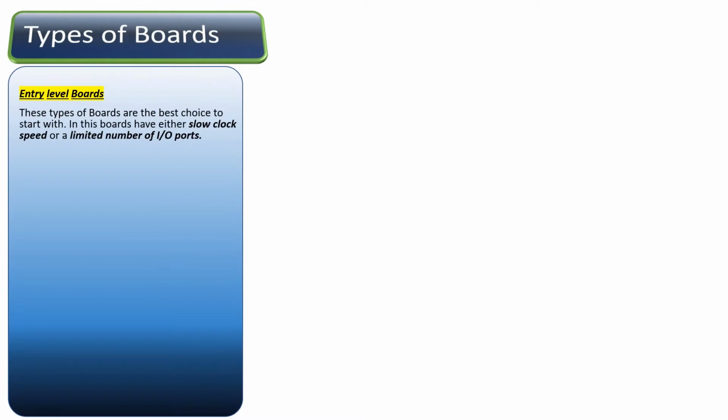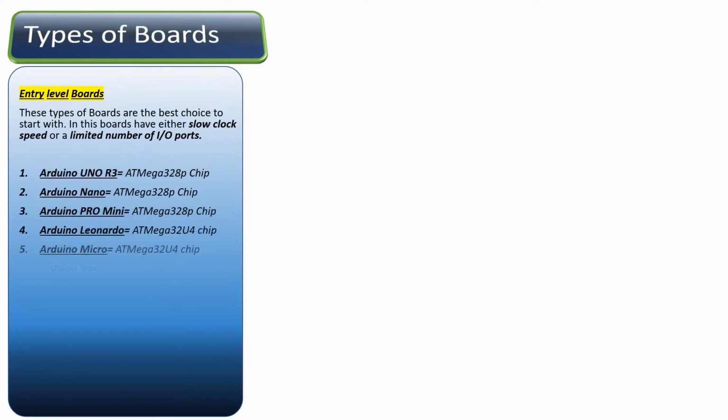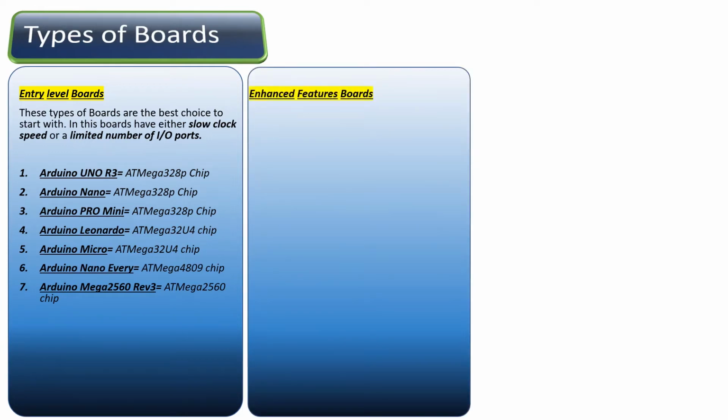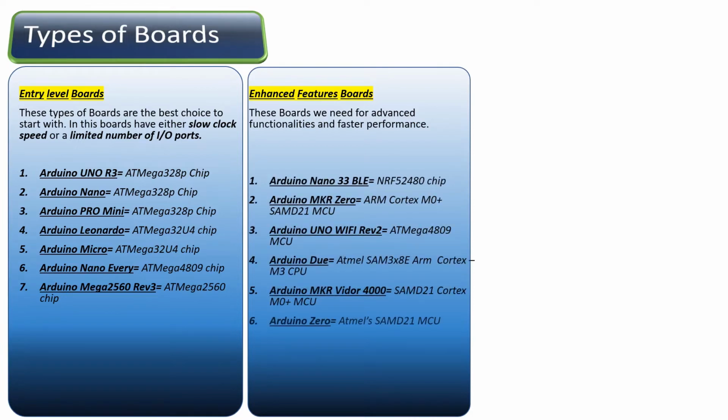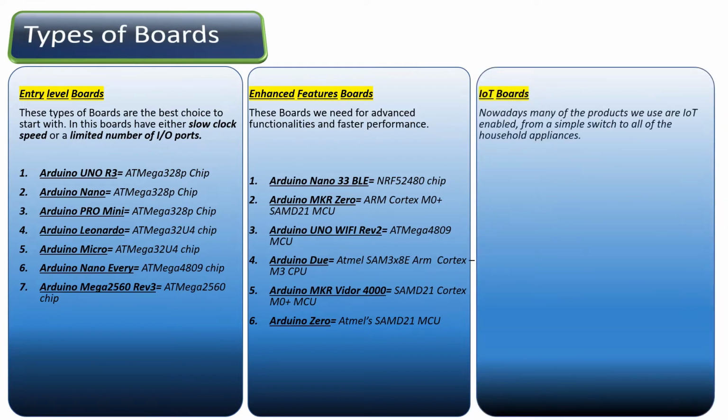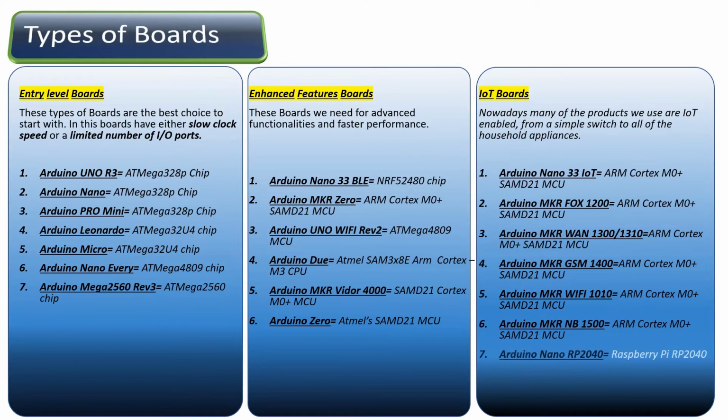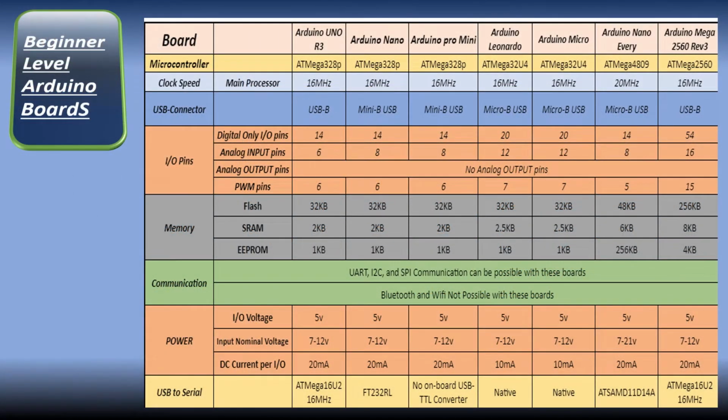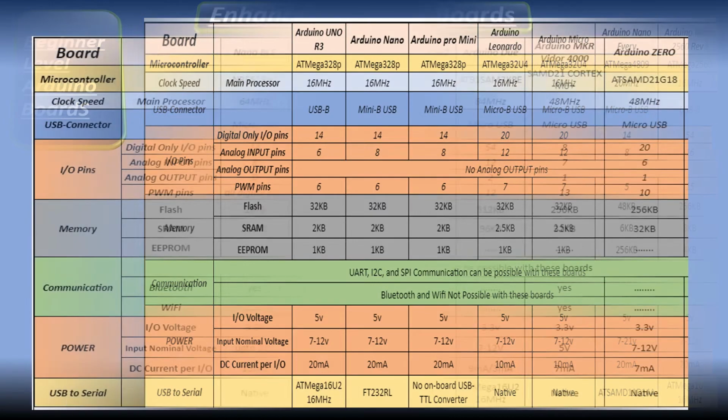So we divided all types of boards into 3 categories. At the beginner level you can use these boards, and these are the microcontroller chips corresponding to the boards. These boards have some extra features, and the MCU chips respectively. Now the most widely used boards in industries are IoT boards, so these are the corresponding MCU chips. Here are pictures of all the configurations of the 3 categories of boards. You can note them down for your use.